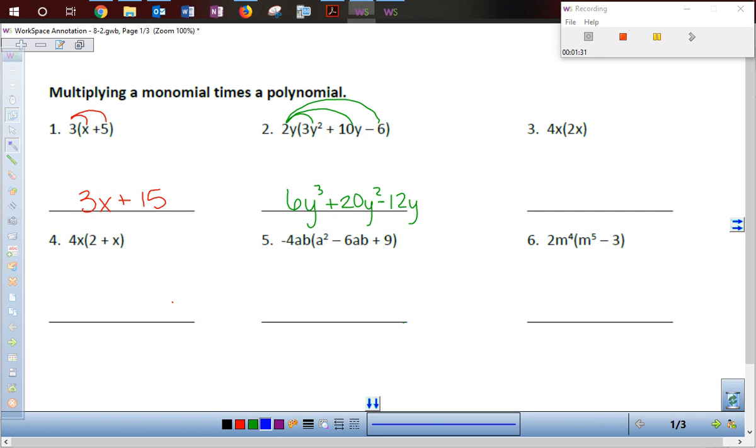On number 3, I just have a basic monomial times a monomial, so I'm going to multiply those two together, and I'm just going to get 8x squared, because I multiply the coefficients and add the exponents.